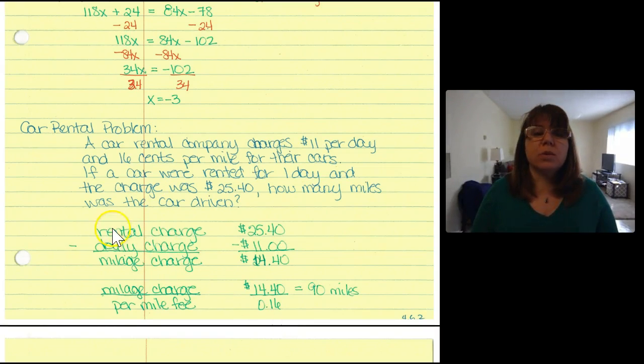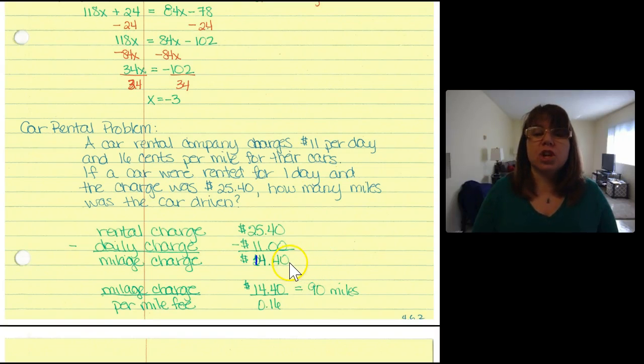Well, think about this. Start with the total rental charge of $25.40. We have a daily charge of $11. Why? Because we rented the car for 1 day, and that was a flat fee of $11 to rent the car for 1 day. So out of the rental charge, $11 of it is the daily charge. Let's subtract, leaving us with $14.40, which is the mileage charge.